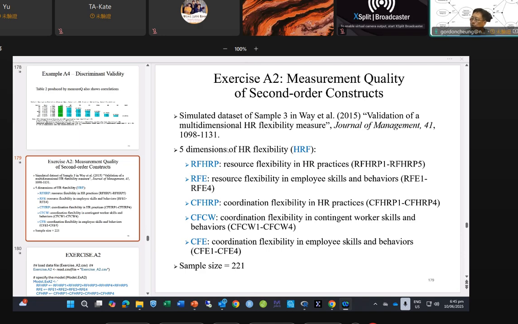They developed a scale for measuring HR flexibility, human resources flexibility, HRF. They consider HRF is a second-order factor with 5 dimensions. Resource flexibility in HR practices by 5 items. Resource flexibility in employee skills and behaviors, 4 items. Coordination flexibility in HR practices, 4 items, coordination flexibility in contingent worker skills and behaviors, 4 items, and finally, coordination flexibility in employee skills and behaviors, 4 items.